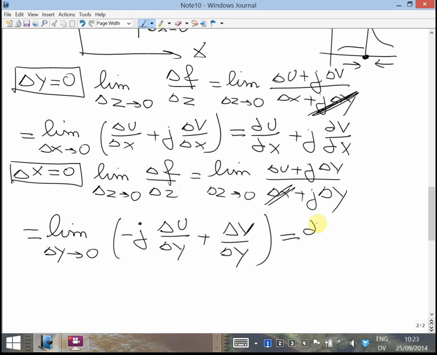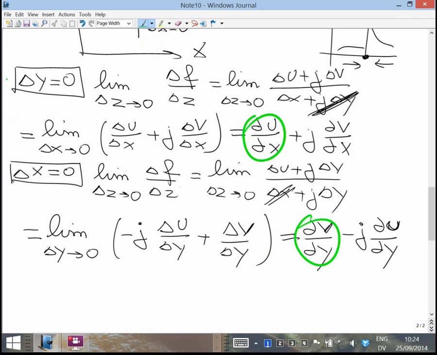This time the partial derivative of v with respect to y, just flipping the order here, minus j, the partial derivative of u with respect to y. So these are the two results you get for these very well chosen directions of approach. Now, if we have a function where the derivative exists and is unique, then these two numbers should be the same, right? So we have a complex number on both sides.